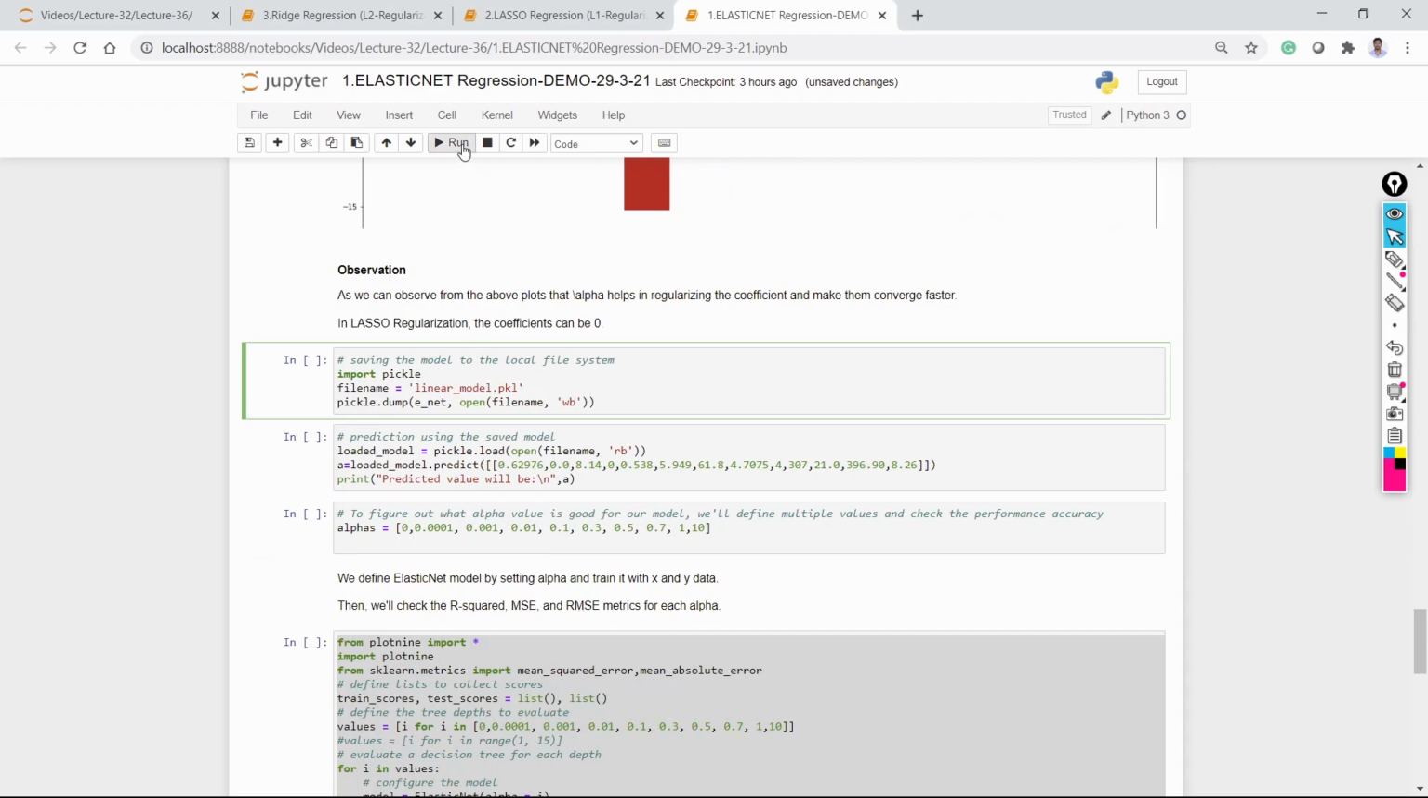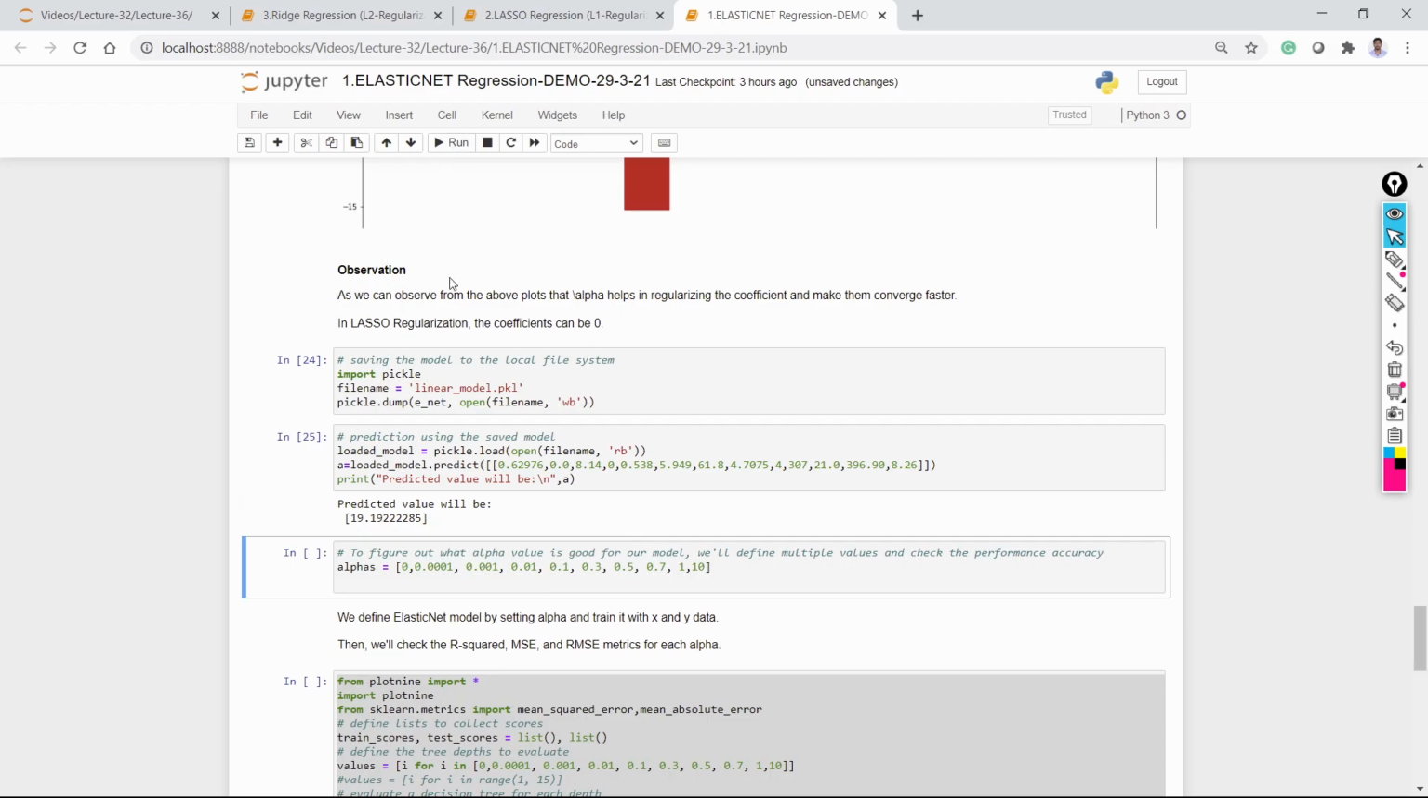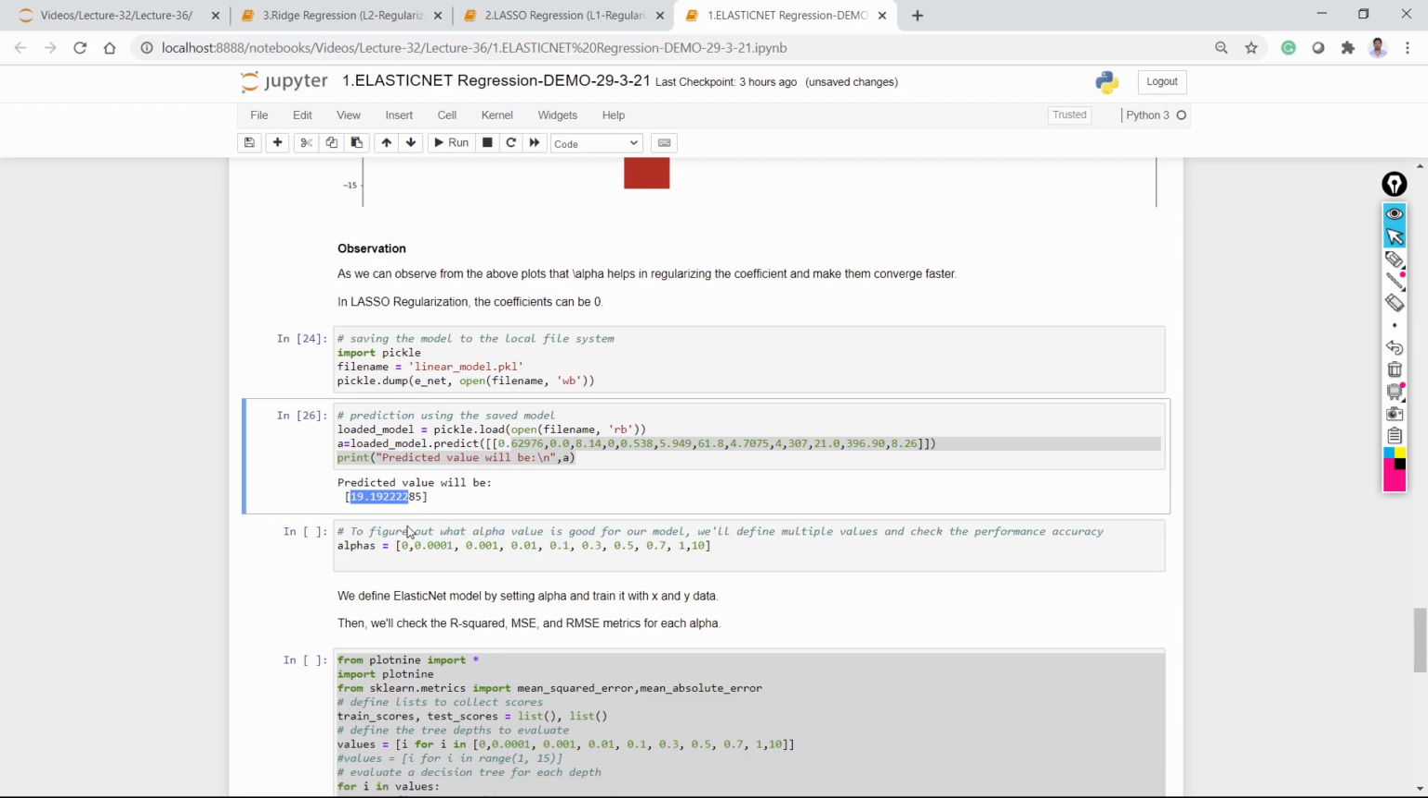If you want to save the model, you need the pickle file. By using the pickle file you can pass the input values and you will get the predicted value. The same predicted value, 19.19, you got.